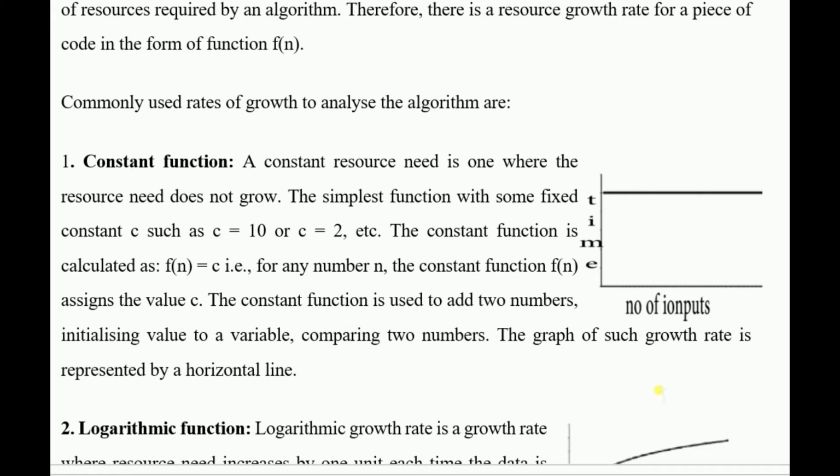The graph of such a growth rate is represented by a horizontal line, you can see. So as the value increases, the resources will be the same. There will not be any differences. That means always for the n values, the growth rate will be the same. That indicates a constant function.